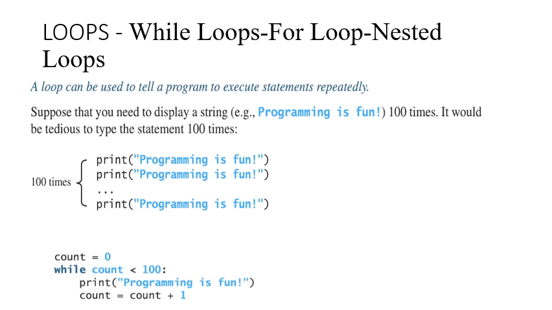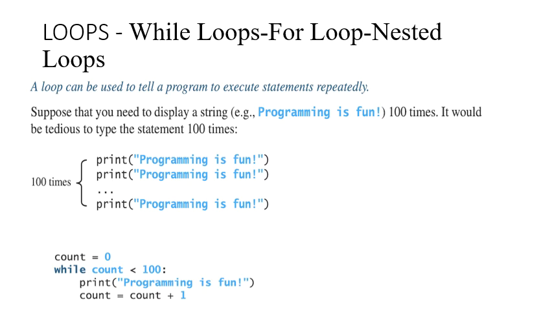Loops. Python consists of while loops, for loops and nested loops. A loop can be used to tell a program to execute statements repeatedly. So suppose when you want to execute repeated statements, then you may go for loops.